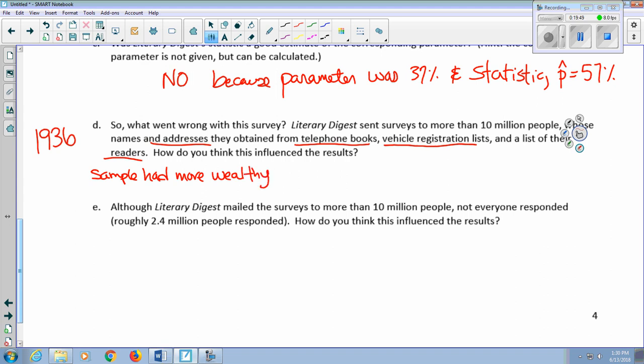And wealthy people in 1936 tended to favor the Republican vote. So the people responding, wealthy, tended to favor Republican. Okay, so they overrepresented that in the sample, and so they were probably getting more people saying, "Oh yeah, I'm going to vote for Landon," than actually were. So it's really important to think about who's being included in the sample.